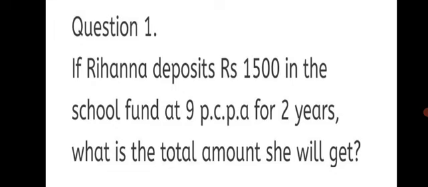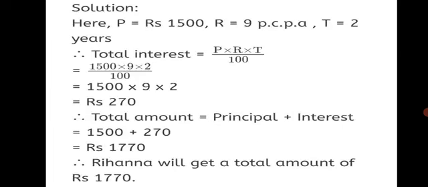If we have P, R, T, we can easily find the interest. But the question is asking what is the total amount. To find total amount, we will first have to find interest and then add that interest to the principal, and we will get the final answer. So let's have a look at the solution. Here P is equal to rupees 1500, R is equal to 9 PCPA, T is equal to 2 years.